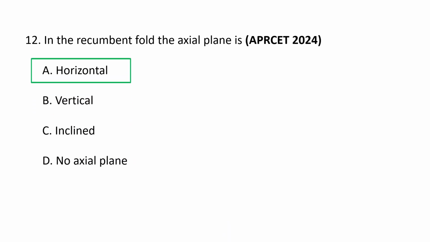This orientation causes the two limbs of the fold to be rotated to a horizontal position with one limb lying over the other. So in the recumbent fold, the axial plane is horizontal. A is the correct option.